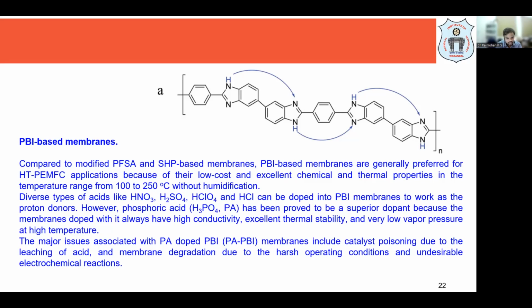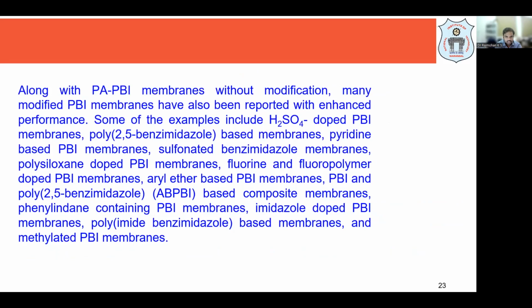PA-doped PBI membranes are known to have good conductivity, excellent thermal stability, and very low vapor pressure at high temperature. However, there are some issues associated with PA-doped PBI membranes, which include catalyst poisoning due to the leaching of acid, and membrane degradation due to the harsh operating conditions and undesirable electrochemical reactions. So these are the background for PBI-based membranes.